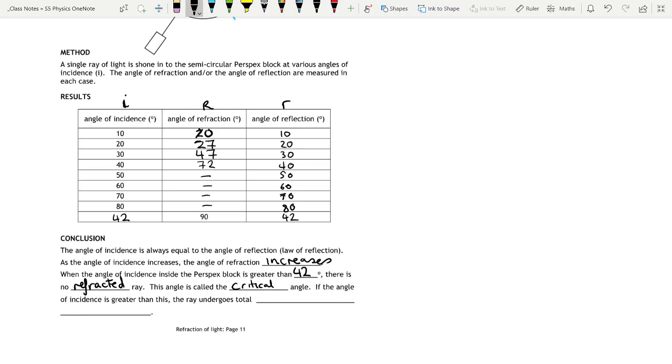If the angle of incidence is greater than this, the ray undergoes total internal reflection.